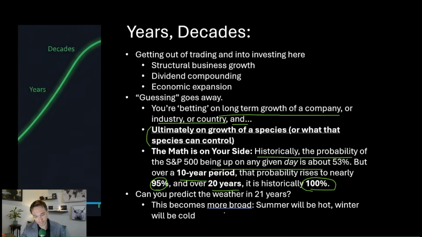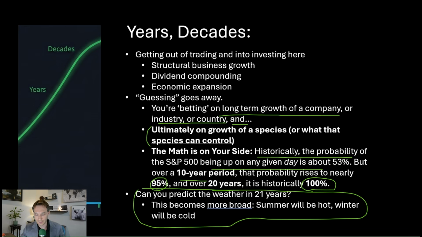20 years is a long time, but all right, so back to the weather. Can you predict the weather in 21 years? Well, it becomes a different question. No, you can't predict this day, right? I didn't know there was going to be a plume of smoke outside Chicago on July 17, 2026. But could I predict that those summers will probably still be hotter than the winters? Yeah. Okay, will the winters still be probably cold? Yes.